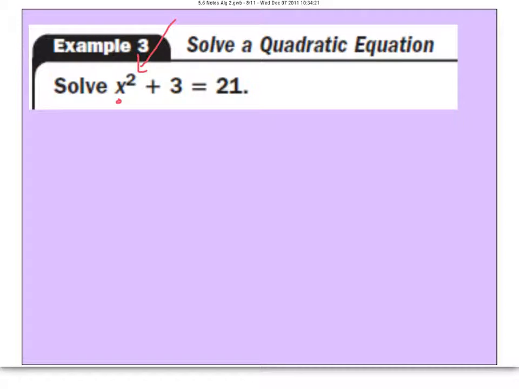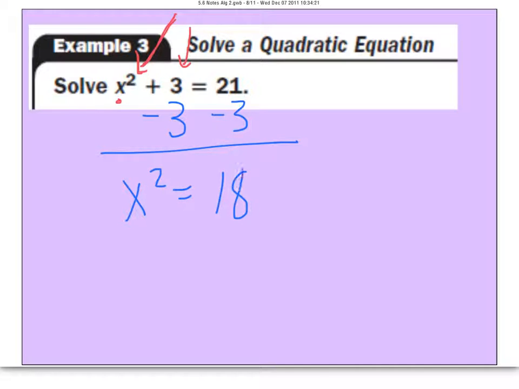So I have to get rid of two things, this squared and the 3. The 3 is furthest out, so let's move that first. Instead of adding, I'm going to subtract. Then I'm left with x squared equals 18. Okay. Now it says x squared.